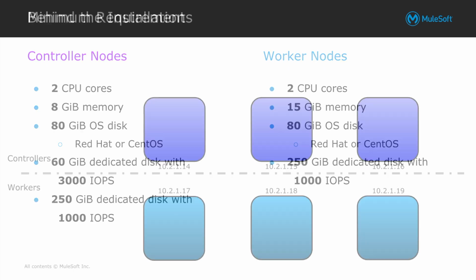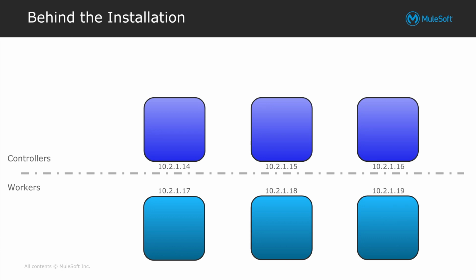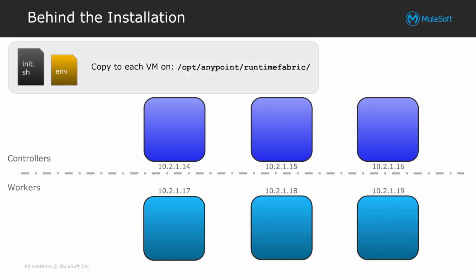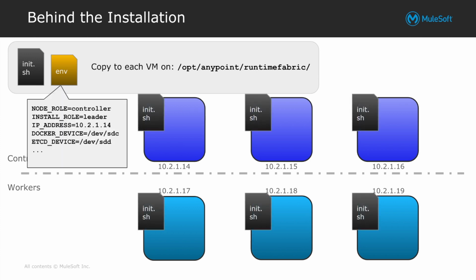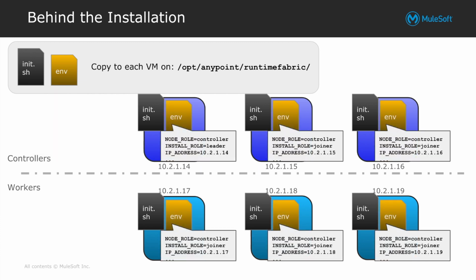Here's what's happening behind the scenes when running the installation. There are two components, a setup script and an environment file. The same setup script runs on each VM, and the environment file has variables which tell the setup script what to do. This env file is unique for each VM because it contains information like its IP address. During installation, one of the controller nodes will lead the installation, and the other nodes will join the leader, pull down the required files, and form a cluster. And again, all this behavior is sourced from that environment file on each of those VMs.